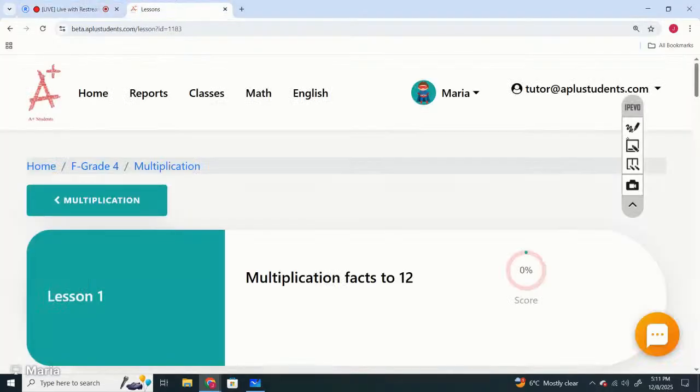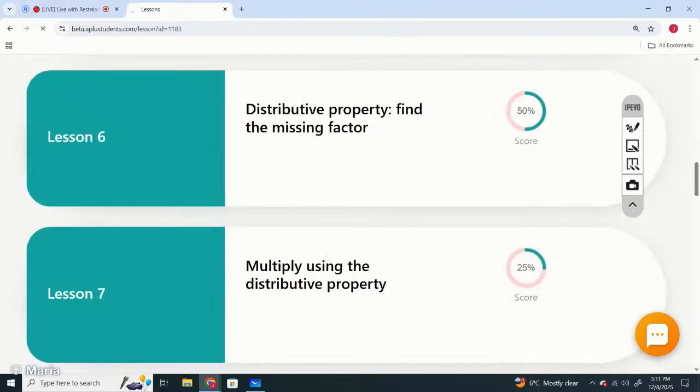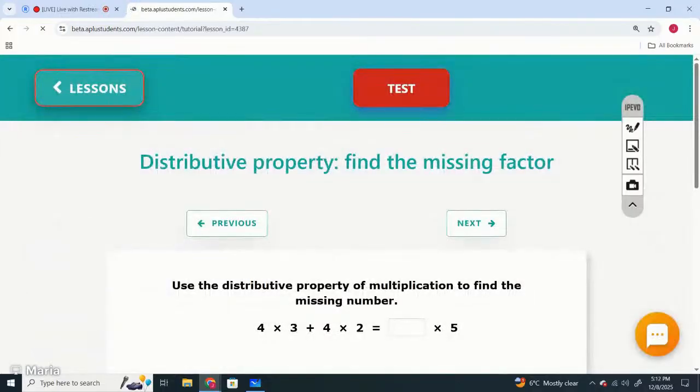The next lesson is distributive property, find the missing factor. Use the distributive property of multiplication to find the missing number. So we have to find the missing number now.